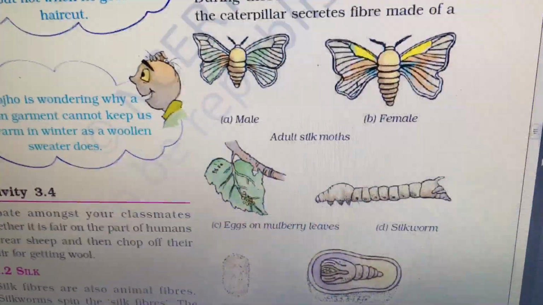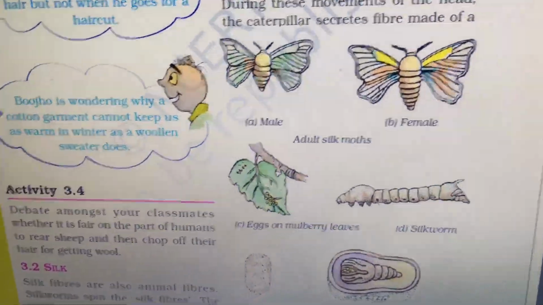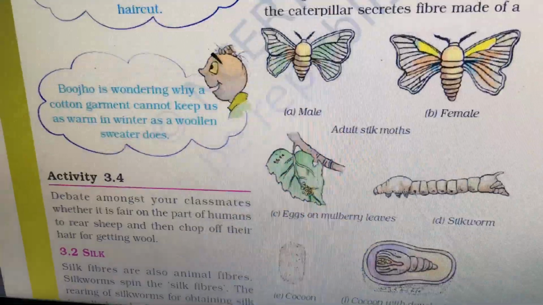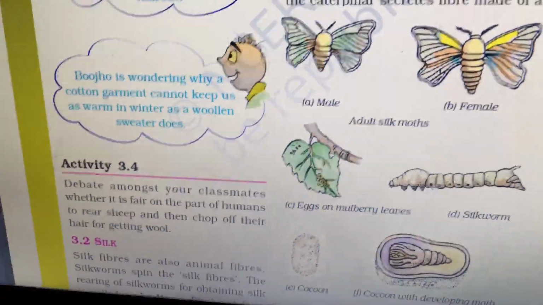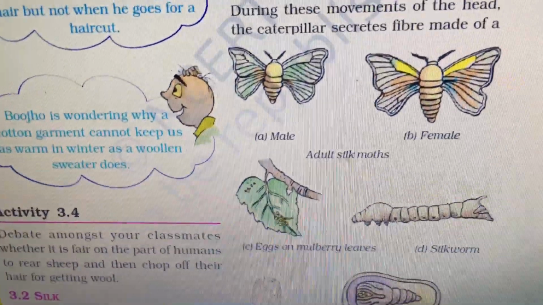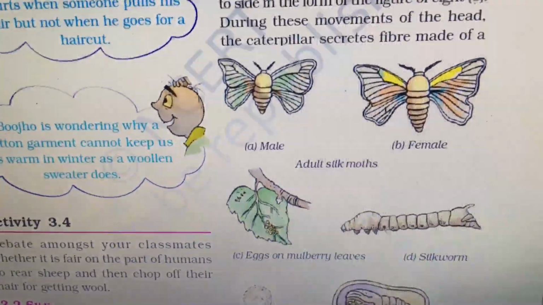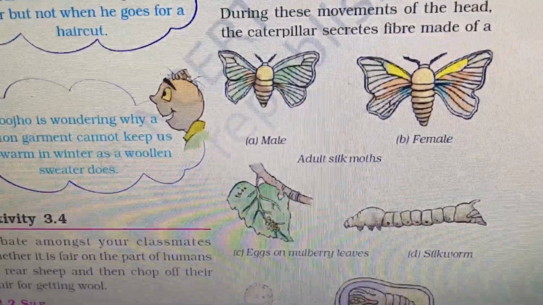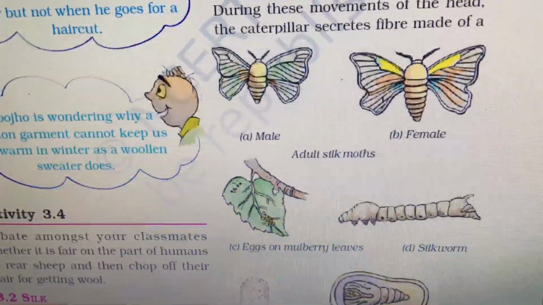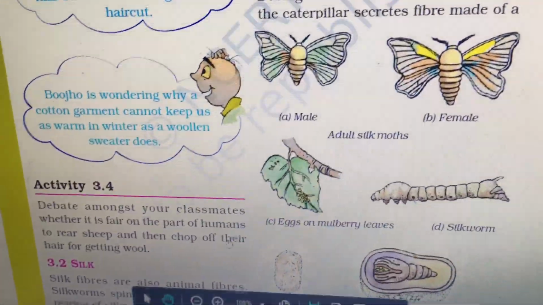You can color it, draw it separately, color it, and then paste it. Or like I told you, if you really want to do something, sky is the limit. You can create a 3D model also. You can take a shoe box, and in that you can hang these in the sequence or in a cyclic manner, right? You can do any of these things, right?